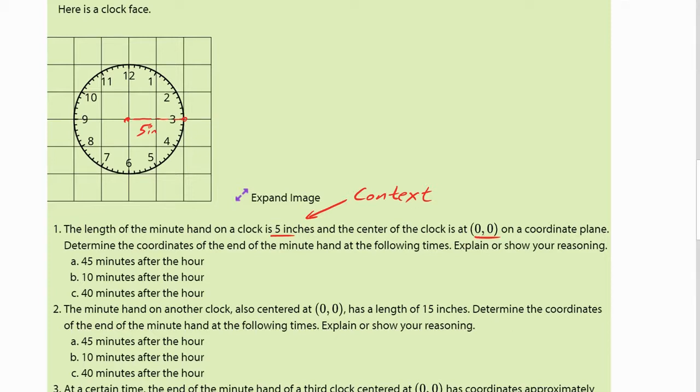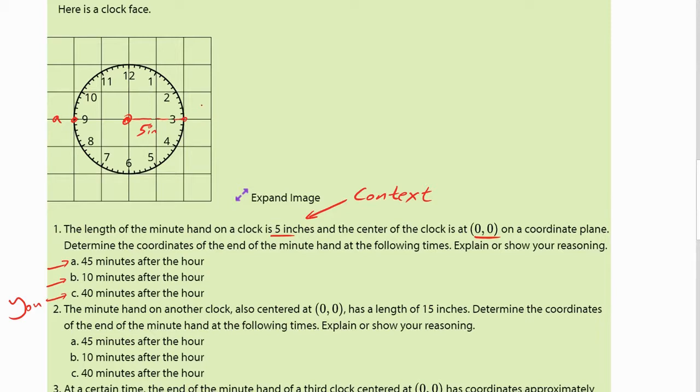So we're starting at 0, 0, which I marked right here, the origin, if you will, and determine the coordinates of the end of the minute hand at the following times. So part A I will do, part B I will do, part C is for you. Okay, you have to do part C. All right, part A, let's do that one. So 45 minutes after the hour. That'd be part A, right? That's 45 minutes after the hour. Explain your reasoning.